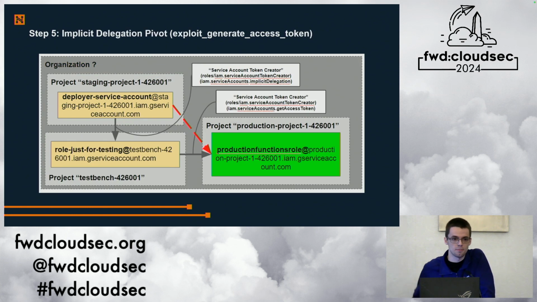And there's something in, I think it's the next slide. Yeah, there's something in GCP called implicit delegation, which basically says the deployer service account has the implicit delegation permission on the role just for testing, and the role just for testing has the get access token permission on the production role. So through implicit delegation, I'm just going to get the access token from the original user here.